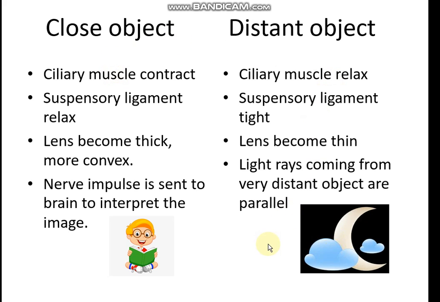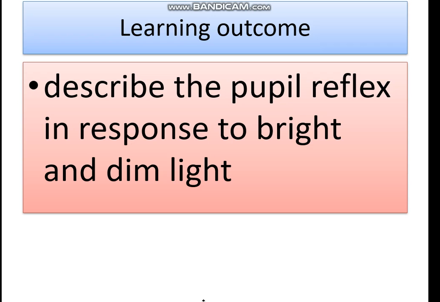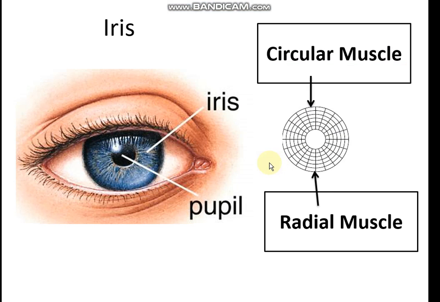Now moving on to today's topic, which is pupil reflex. Let's go to the learning outcome. The learning outcome says: describe the pupil reflex in response to bright and dim light. Before going into the pupil reflex detail, first we will see the muscles of the iris.